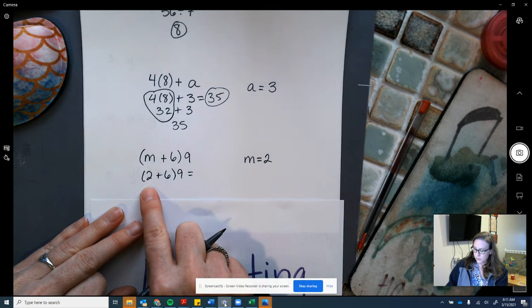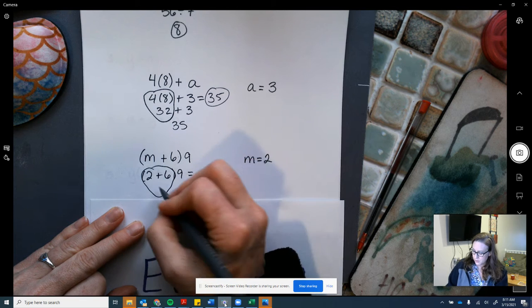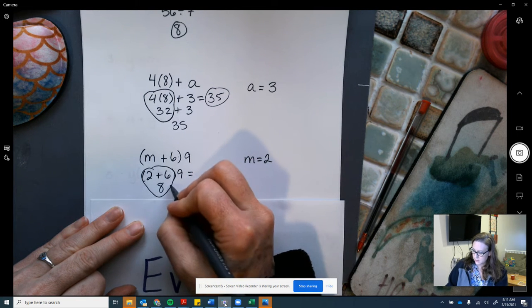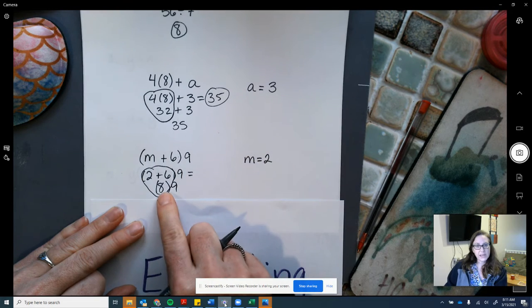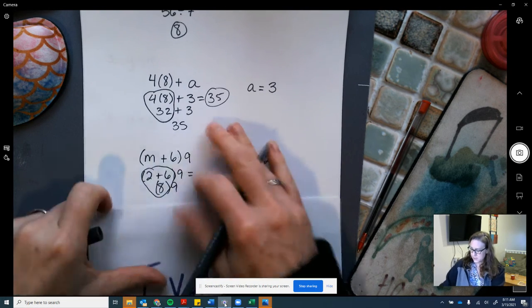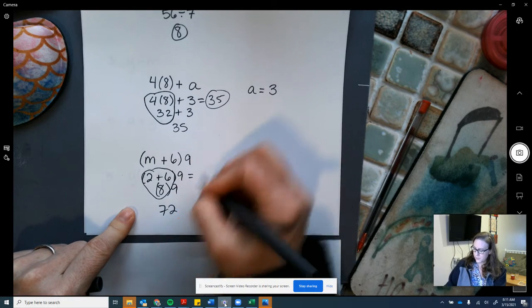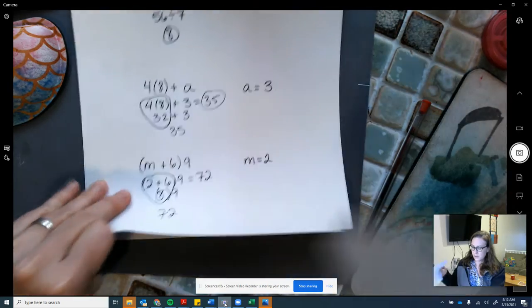All right, order of operations says we have to do things in parentheses first. So we have to do this part first, which is 8. And we are going to say that we have to do 8 times 9. All right, 8 times 9 is 72. So our answer becomes 72. All right, one more page.